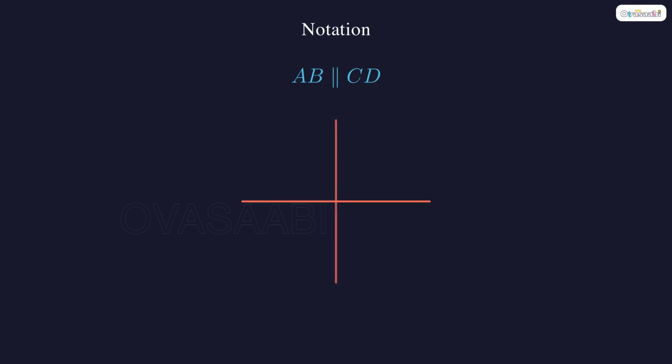Perpendicular lines meet at exactly 90 degrees, forming a perfect corner. We mark the right angle with a small square and write AB is perpendicular to CD using an upside-down T.